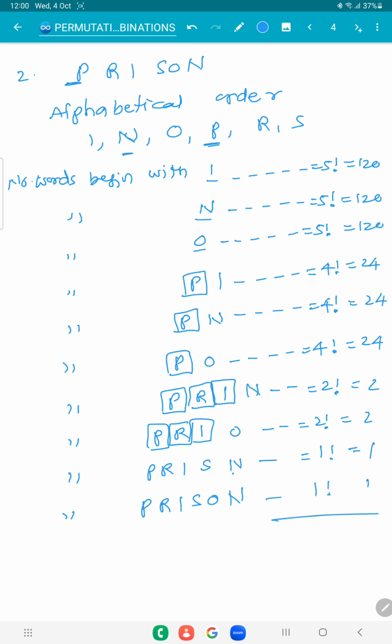That is 1. Let us add everything. 360 plus 72. So 432 plus 6, 438. Therefore rank of PRISON is equal to 438. Let us go for the next question.